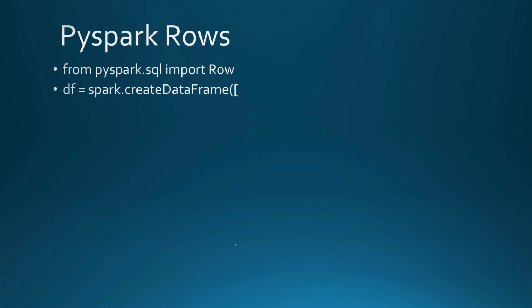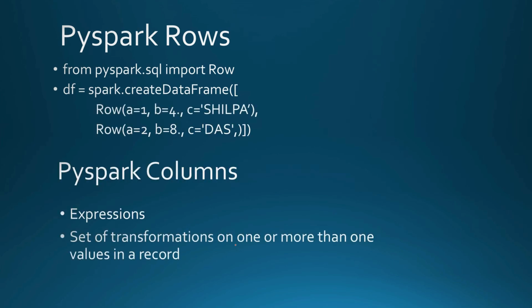Now let's see what are PySpark rows. Rows contain the data. If you want to create a row, you need to first import the Row module from pyspark.sql. Once you import it, you can create your data frame using your row. That is, Row is having the columns called A, B, and C in this case, and the values of it. So this is how you declare your row. Now let's concentrate on what is a column. A column is nothing but a list of expressions.